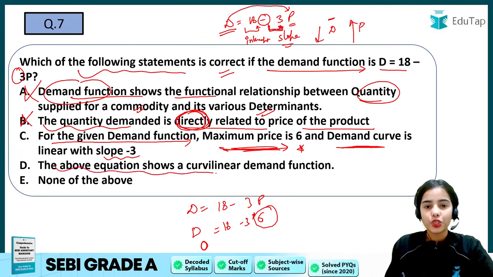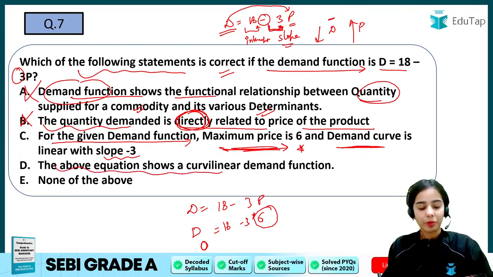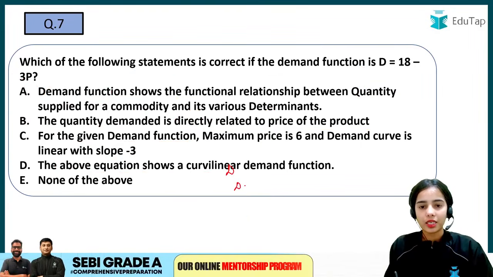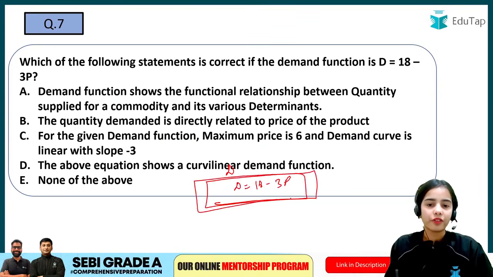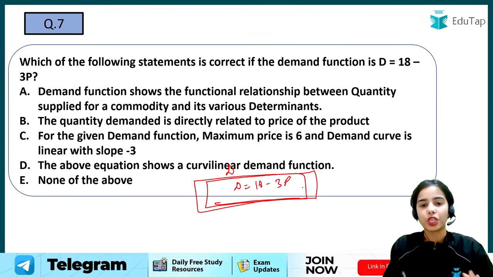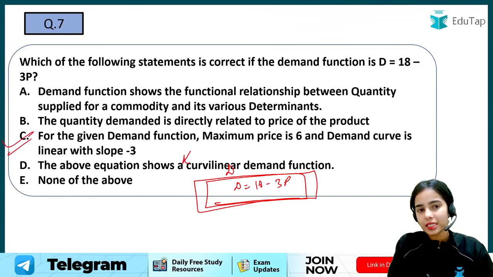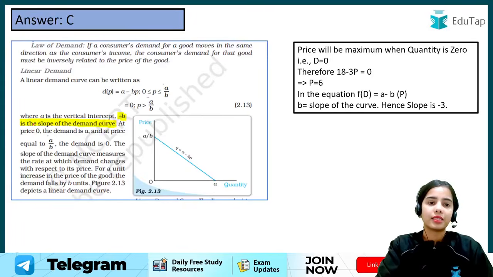Does the above equation show a curvilinear demand function? Remember that the demand is equal to 18 minus 3p. So this is a linear demand function, not curvilinear. So only statement C is correct, and that's why C is the answer.